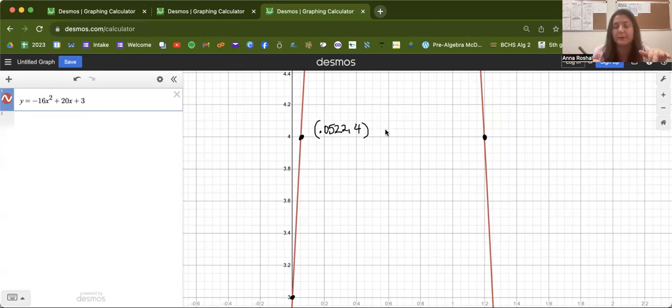That's totally acceptable. That's how I would read this graph, and how I would read that information. So in this particular case, we're going to have 1.2, 4. The ball has been in the air for 1.2 seconds. Okay, let's take a look at the other two problems.